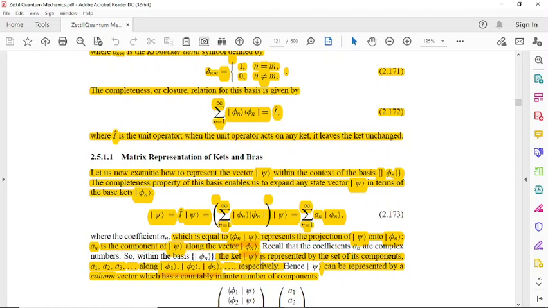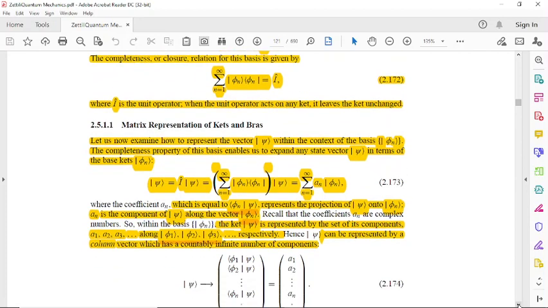The ket psi is represented by the set of its components a1, a2, a3 along ket phi 1, ket phi 2, ket phi 3 respectively. Ket psi can be represented by a column vector which has a countably infinite number of components.